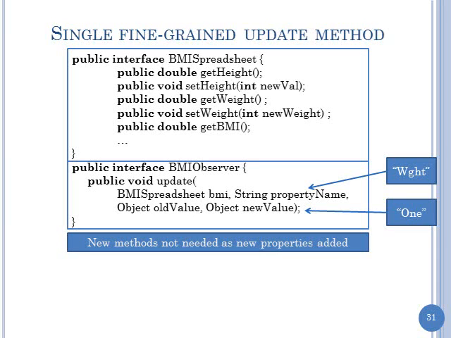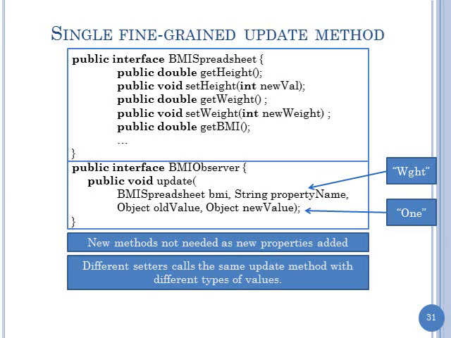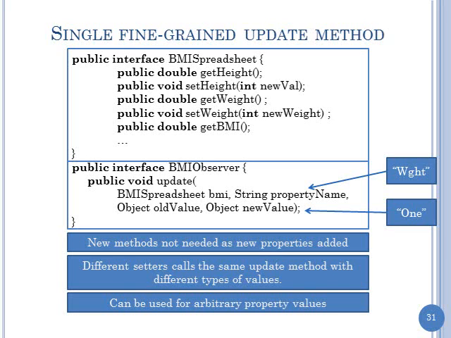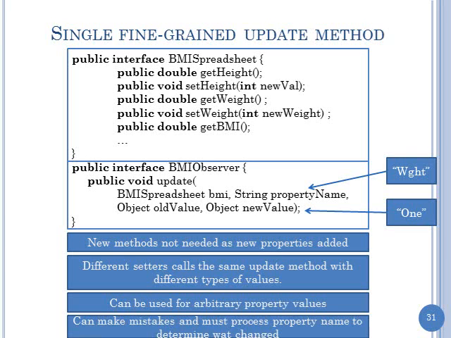So new methods are not needed as new properties are added. I mean, this has that idea, but you need new cases. And the different setters call the same update method with different types of values. And you can use this for arbitrary property values. Okay, this is sort of the good things. But the bad thing is you can make mistakes and must process the property name to determine what changed. Oh, I didn't get my spelling right here.